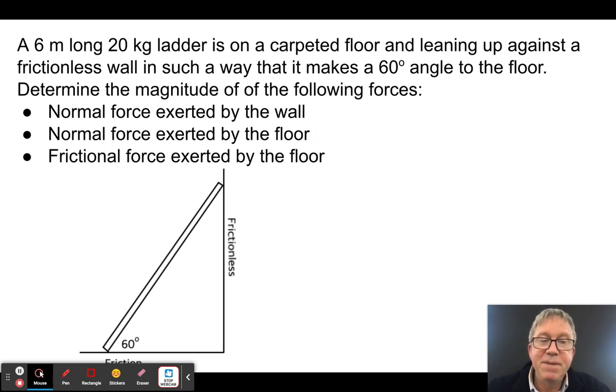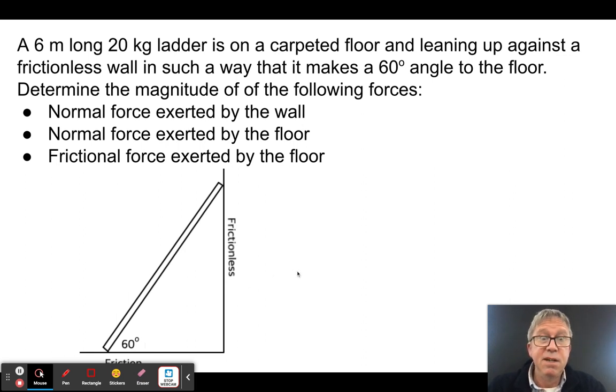The ladder problem. Man, these are so classic. This is such a classic problem. Okay, so I've got a 6 meter long, 20 kilogram ladder on a carpeted floor leaning up against a frictionless wall. All right, and it makes a 60-degree angle with the floor. And so what I want to know is, what is the normal force exerted by the wall? What is the normal force exerted by the floor? And what is the frictional force exerted by the floor?